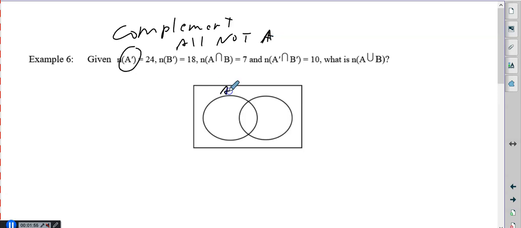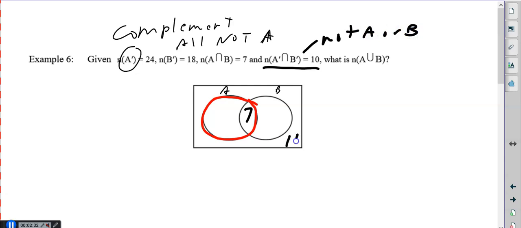So let's call this A over here. Let's call this B. So this right here is A. Not A is going to be anything outside that circle, including in the box. So we'll get back to that. We know not B is 18. We do know for sure, though, that the overlap is 7. And we know everything that is not A or B is 10. That means it's out here.